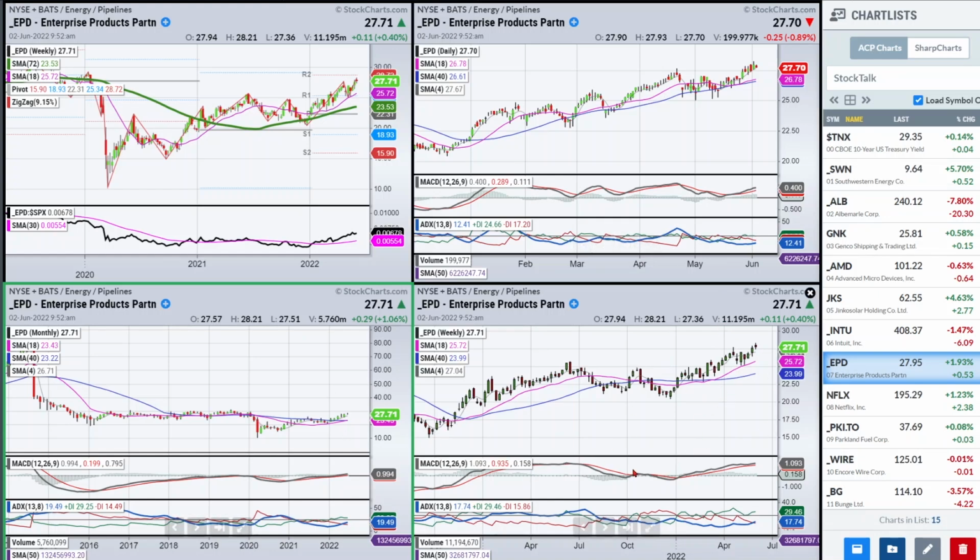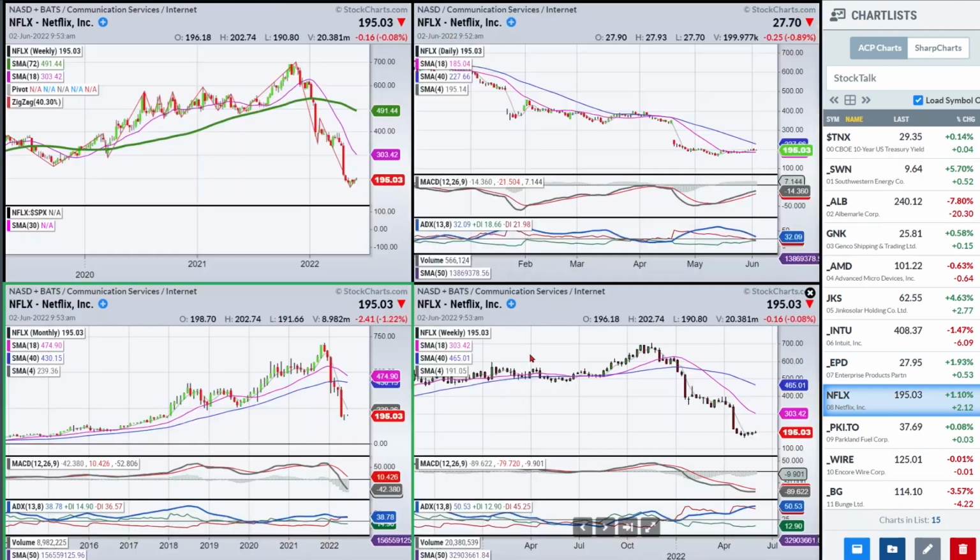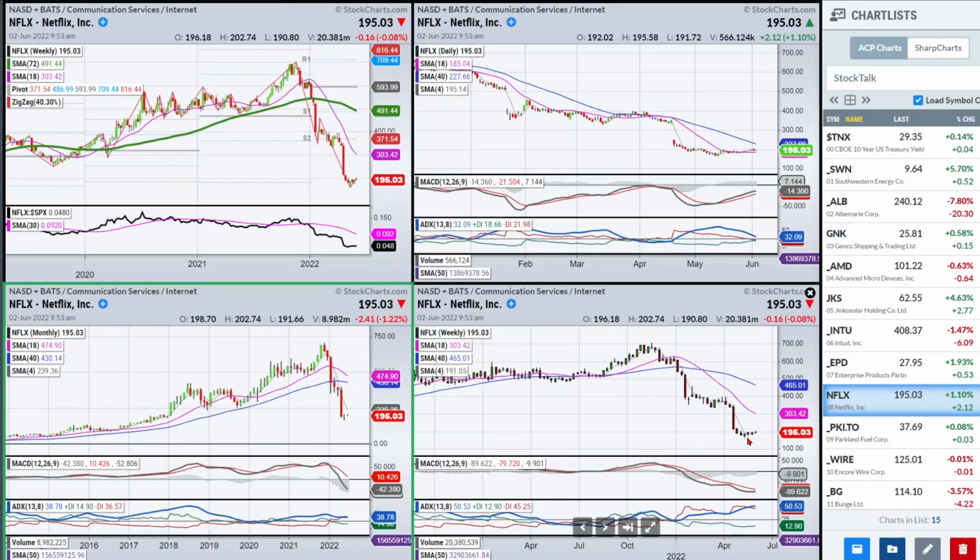We could continue to see improvement from that standpoint. Now, Netflix does look like it's trying to make a short-term bottom, but just understand the difference between a short-term low and a meaningful low. This is probably going to spend a lot of time going sideways, could be as long as 6 months, 12 months, something like that.